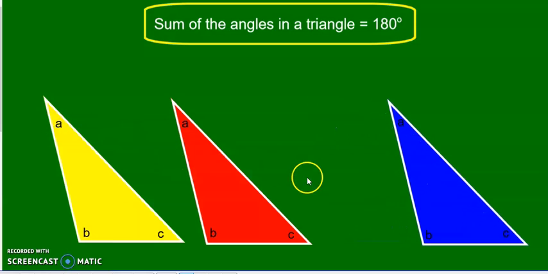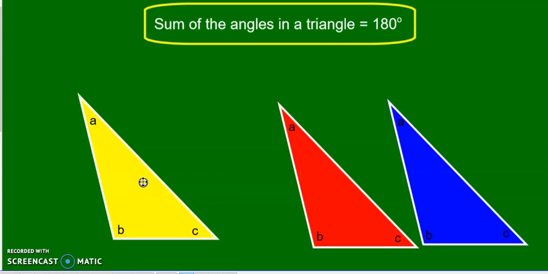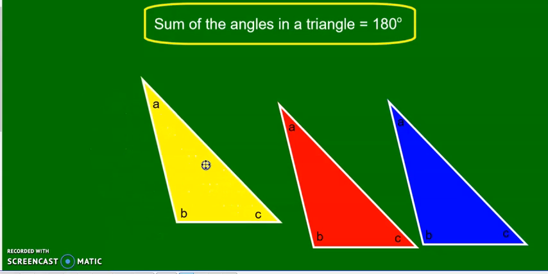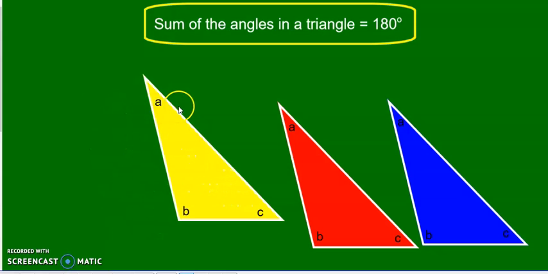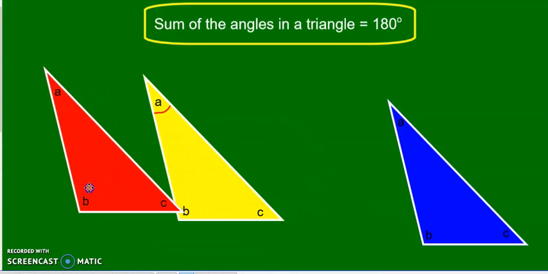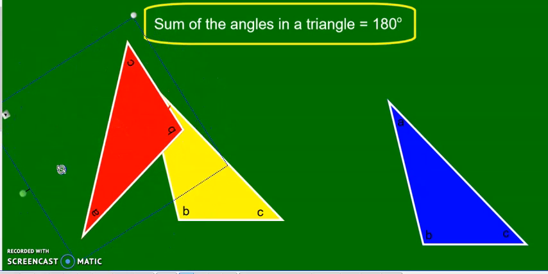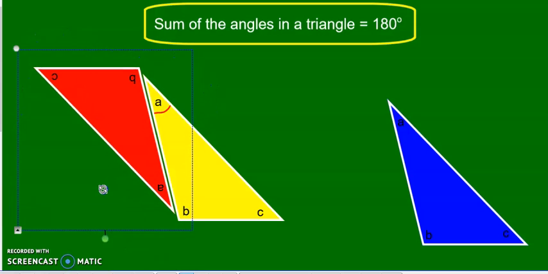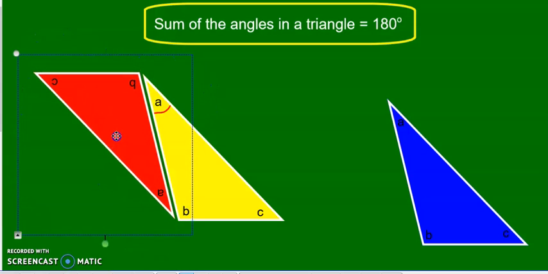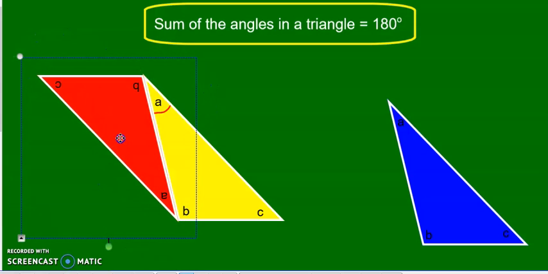So let's see. If I start with the yellow one, put it over here, and there's my angle A. You can see angle A is right here. Now let's take the next triangle and rotate it so that angle C is right next to angle, well, let's put B. That fits better, like that. So now we have B and A next to each other, like that.